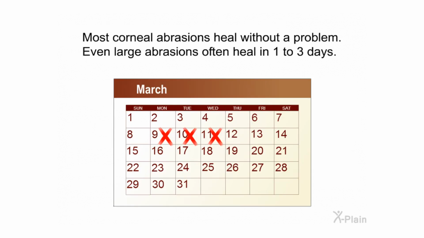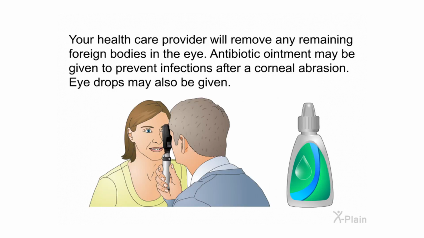Most corneal abrasions heal without a problem. Even large abrasions often heal in 1 to 3 days. Your healthcare provider will remove any remaining foreign bodies in the eye. Antibiotic ointment may be given to prevent infections after a corneal abrasion. Eye drops may also be given.